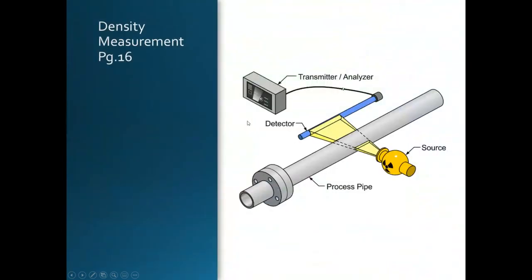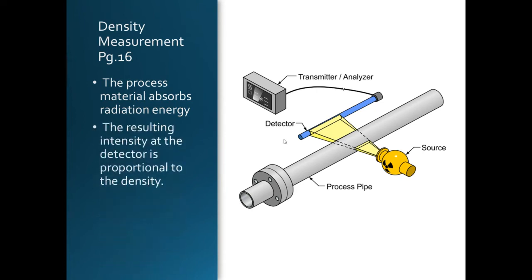Okay, density measurement here. We've got a detector going across a vessel, or in this case, a pipe. And again, by measuring the change in radioactive strength due to the absorption of the process and the piping here, we can gauge the density of a material as well. The resulting intensity at the detector is, of course, proportional to the density.